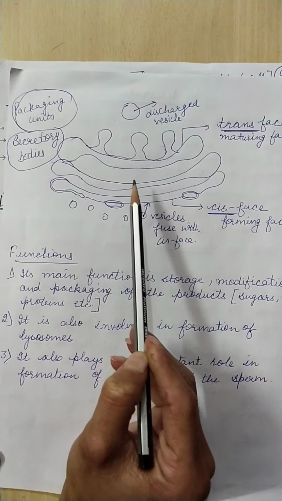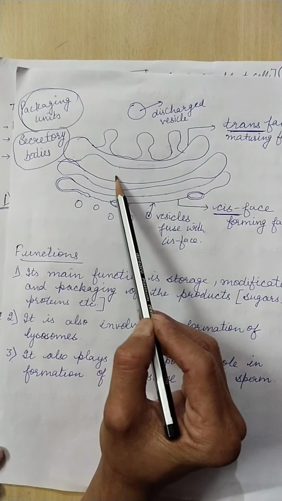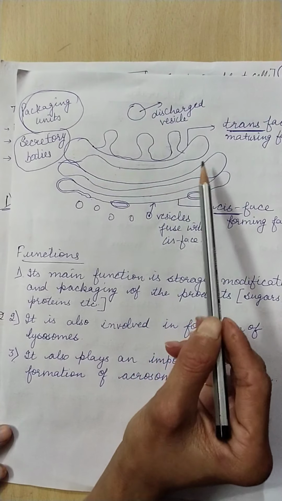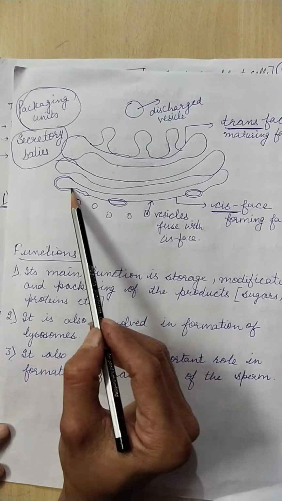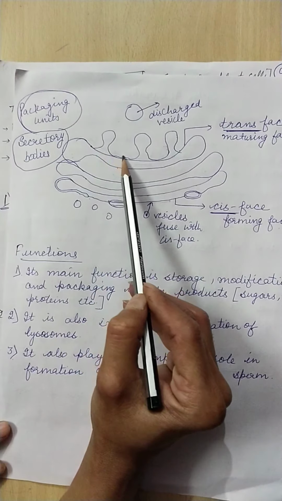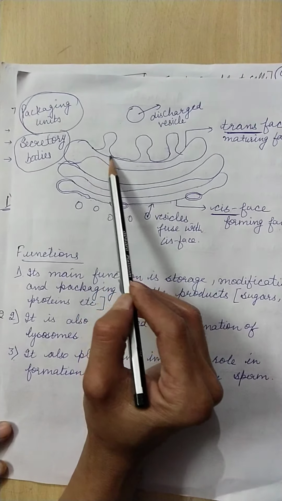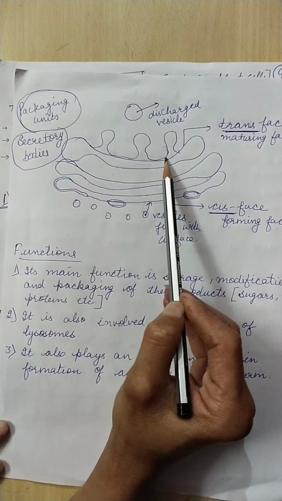are known as cisternae. You could see in this Golgi apparatus, the bottom convex surface is called the cis phase, जिसे हम forming phase भी कहते हैं, and the upper concave side is known as the trans phase or the maturing phase.